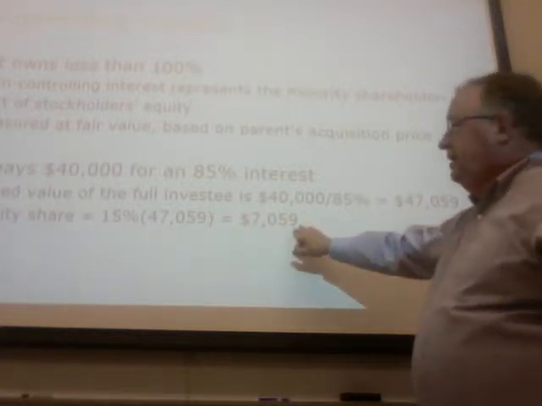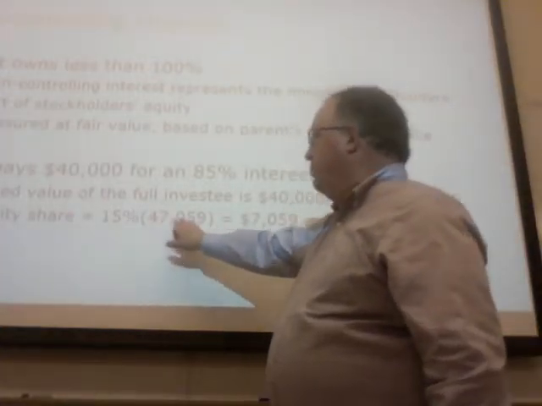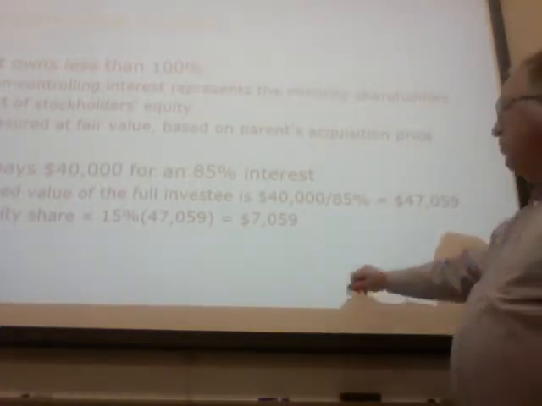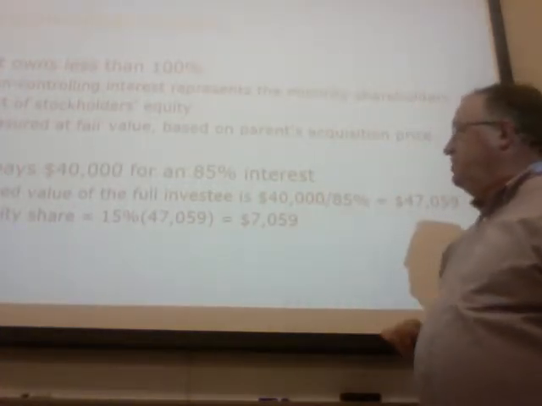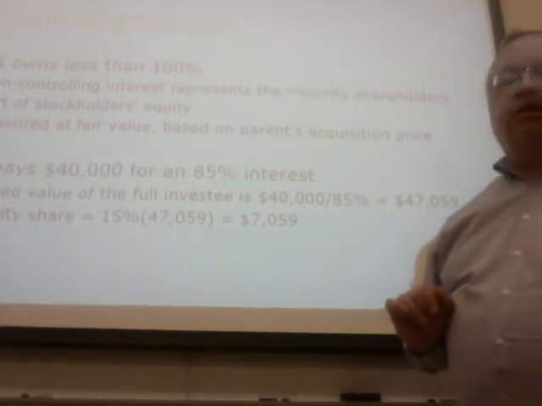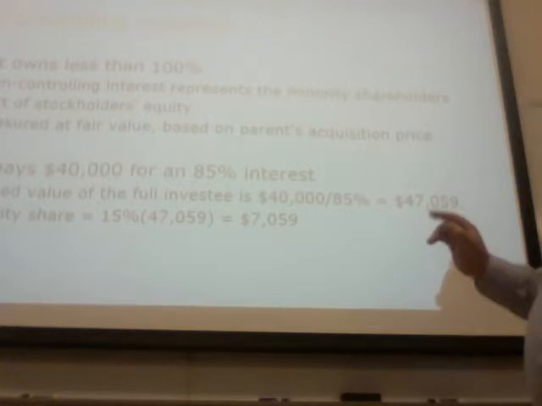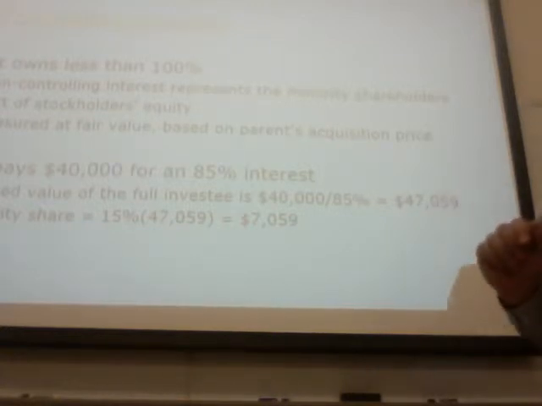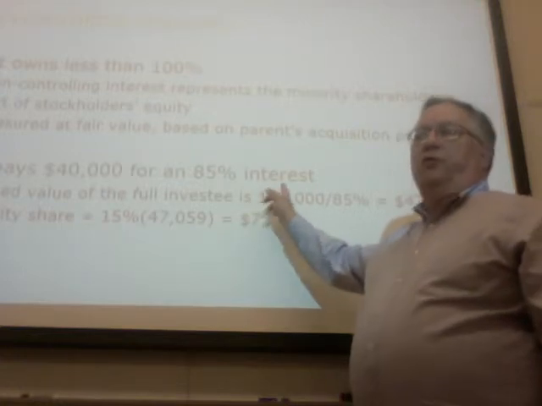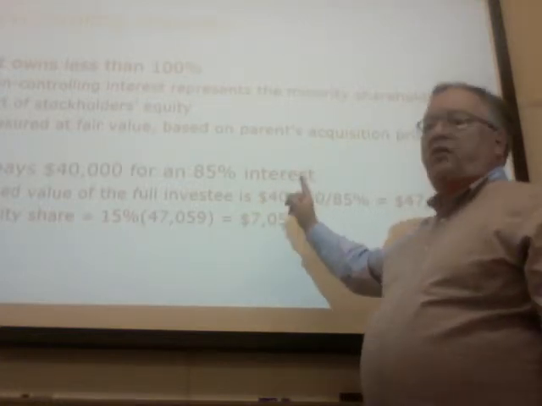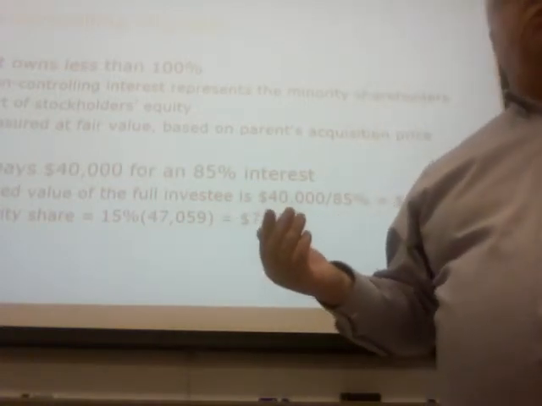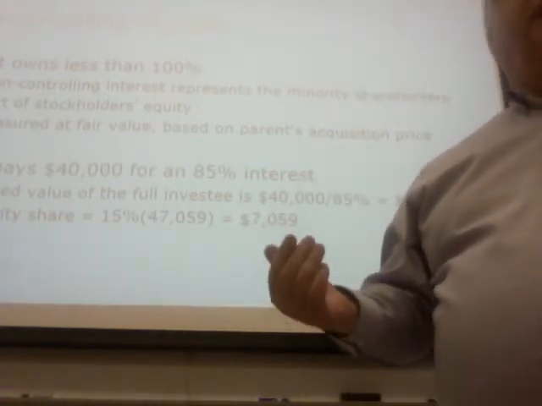So in this case, our minority share is 15%, which is going to be the $7,059. It's real simple. Here's 85%, here's 15%. Total value of the acquired subsidiary is $47,059. So any question about that? This implied full value is something that we will deal with again and again where we have a less than 100% acquisition. We've got the implied full value.